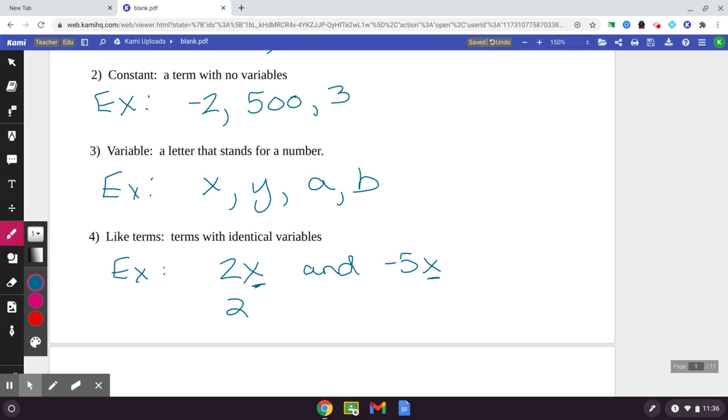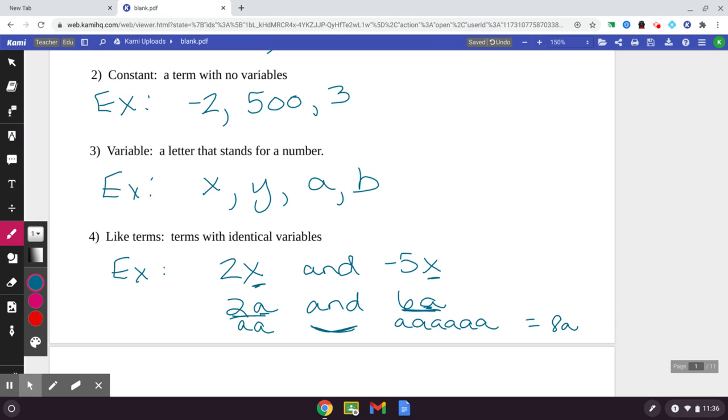You could have 2a and 6a. The thing about like terms is that since they have the same variable, we will be able to combine them, and that's what we're going to do later on. This is like saying that I have 2 a's, I have 6 a's. So if I put these two together, I could say, okay, I have a total of 8 a's on my page. That's the key thing with like terms, is that we will be able to put them together. So this is one term, this is a second term. They both have that variable of a, so they're considered like terms.